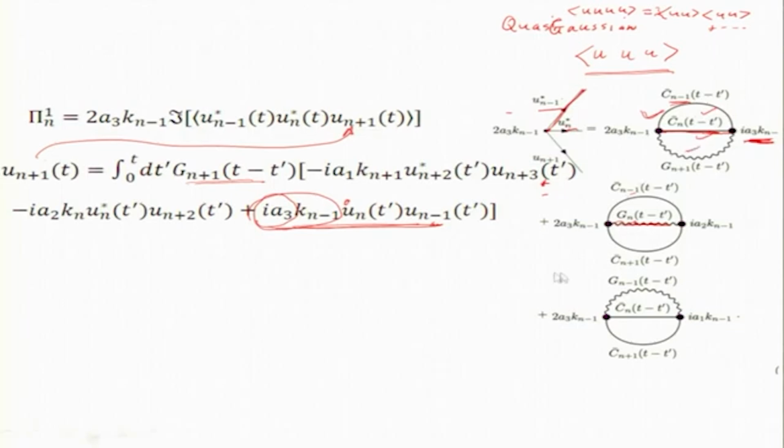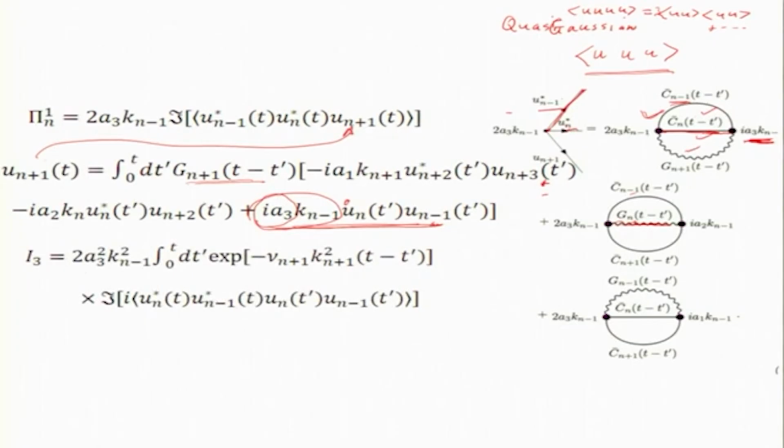So, what is this integral? So, we get the product of these two, these are okay, but I take the imaginary part. Okay. So, this is i sitting there, which is good, and these are all real variables. Okay. For shell model, they are all real variables, but this i sitting there. So, I will take the imaginary part. So, I get a 3 squared, k n minus 1 squared integral.